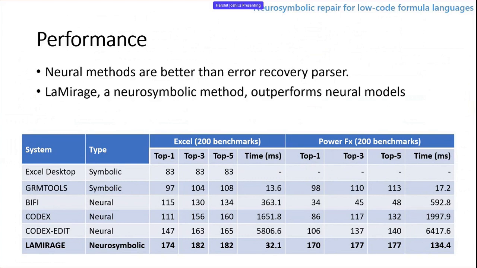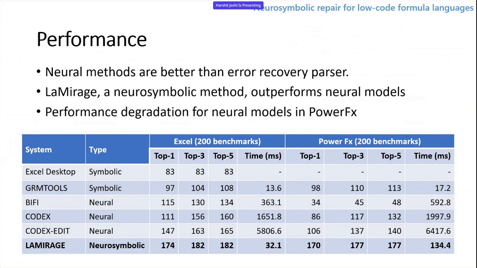Now, LaMirage, which is a neurosymbolic method, outperforms the neural methods. And the reason for this is that the neural methods cannot guarantee syntactically correct programs. Moreover, another key difference is that we have domain-specific heuristics or strategies in LaMirage, which can improve the performance by just adding a couple of lines of code, whereas we will need to retrain the neural model to do the same, to learn new kinds of errors and to do similar kinds of repairs.